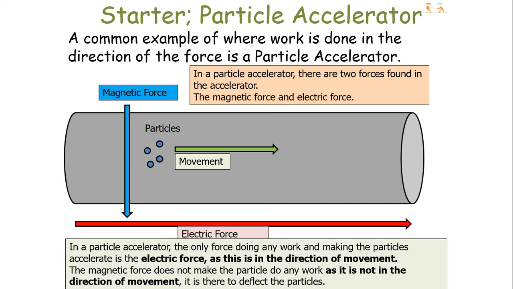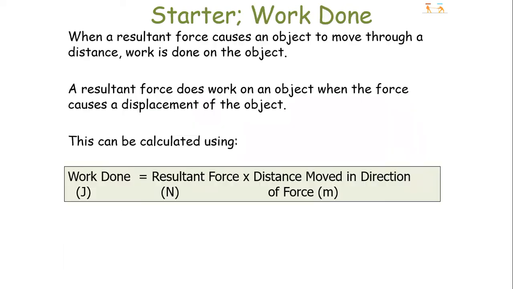The magnetic force doesn't make particles do work in this instance, as it's not in the direction of the movement. So the particles are not moving in the direction of the magnetic force, it's only there to deflect the particles, so the magnetic force does not do any work on the particles. So let's just clarify what we've learned. When a resultant force causes an object to move through a distance, work is done on the object.